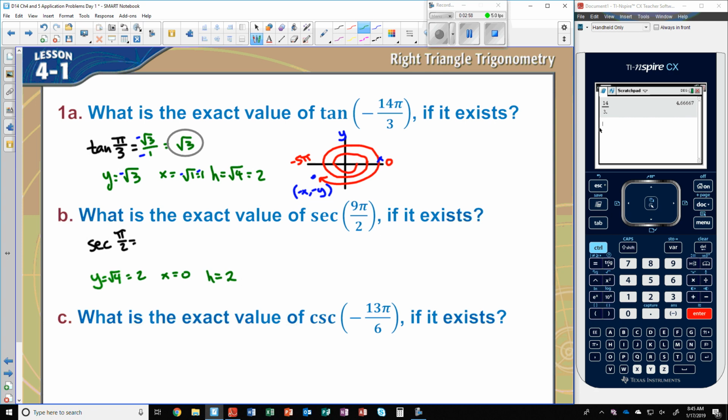Now, secant's relationship, if you're not sure, press the trig button. See how it goes sine, cosine, tangent. These are the reciprocals. Sine's reciprocal, cosine's reciprocal, tangent's reciprocal. Here's secant. That means it's cosine's reciprocal. So instead of being x over h, this is h over x. So I take my h and divide it by my x, which, math rule, you're never allowed to divide by 0. So this is undefined.